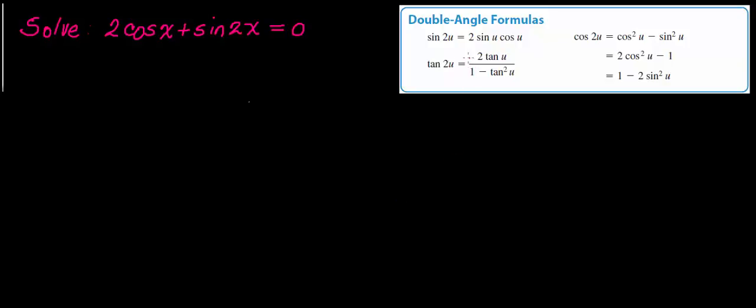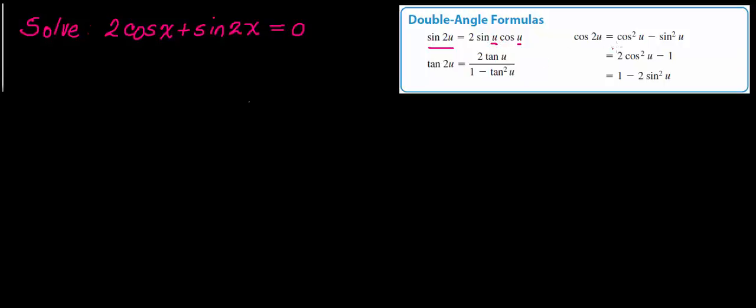Hello everyone, in this video we are going to solve this equation using double angle formulas. Double angle formulas in trigonometry are formulas that we can use to rewrite expressions that have a double angle. For example, if I have the sine of 2u, that means I have the sine of twice the angle u. And we can rewrite this as an expression with a single angle u by using these conversions.